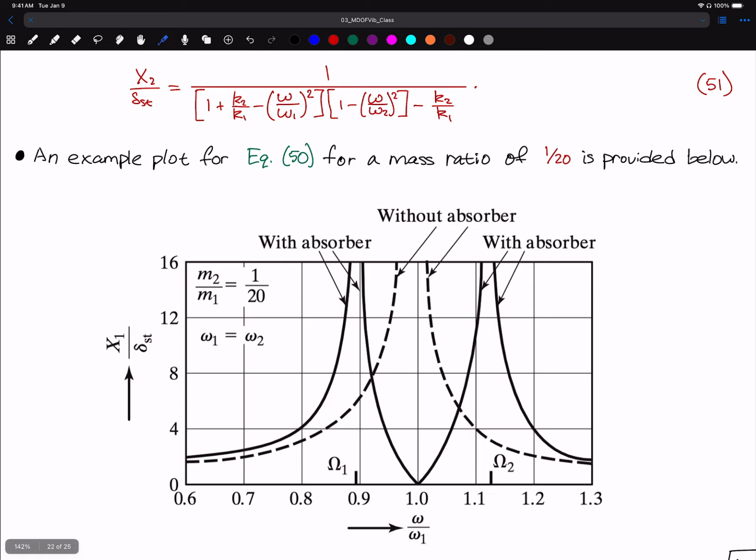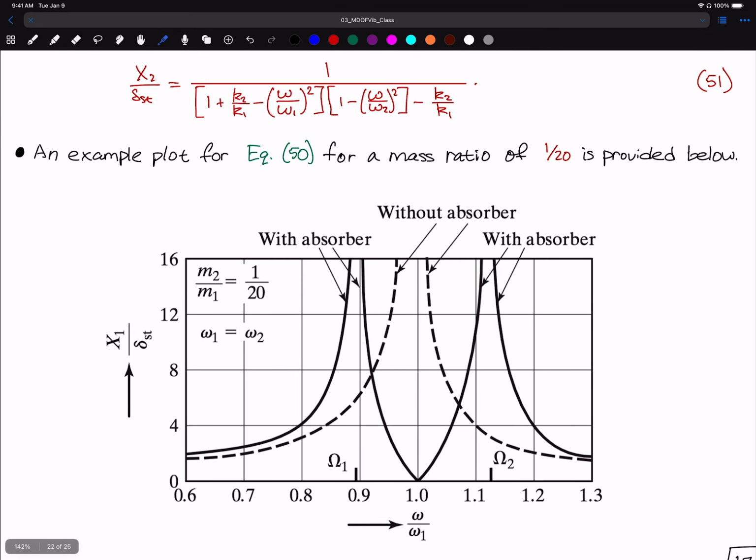So here's a response for a mass ratio of 1 over 20. That means that the absorber has a mass that is only 1/20th of the primary system. And here we're considering the case where omega 1 and omega 2 are equal to each other. And so what happens is that the absorber ends up splitting the resonance of the primary system. It splits it from a single resonance into two resonant peaks away from it. And thus we get here what we call capital omega 1 and capital omega 2.